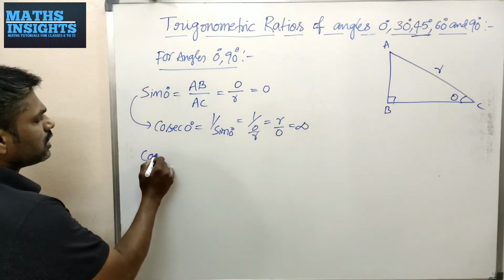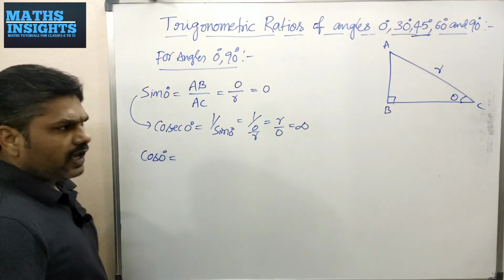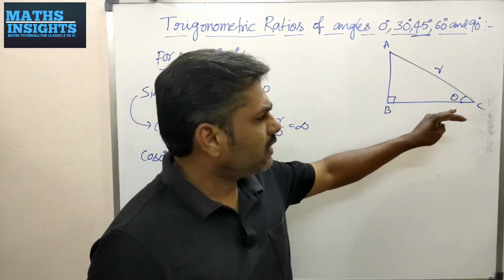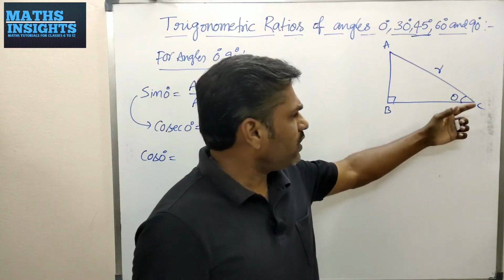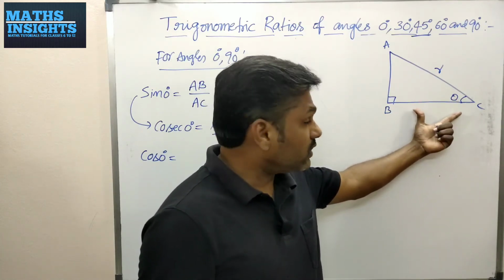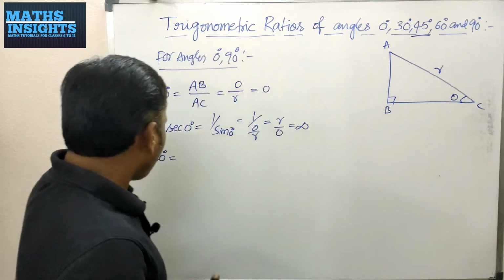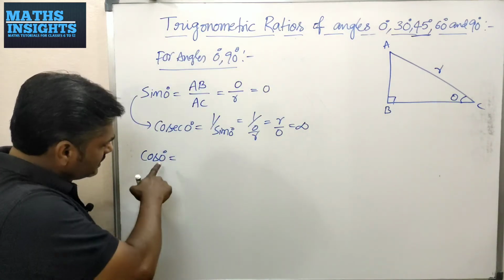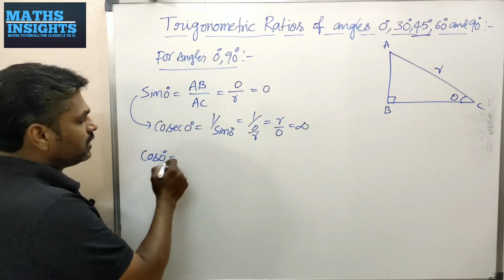Coming to cos 0 degrees. Actually, if you take this triangle, for cos theta, we will take side adjacent to theta by hypotenuse. I am writing generally for cos theta, then I will define for cos 0.